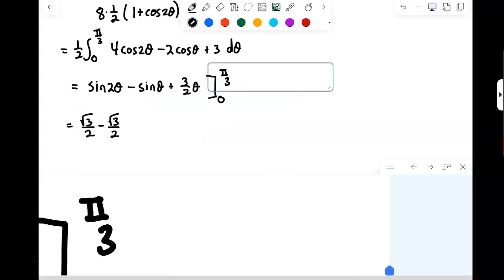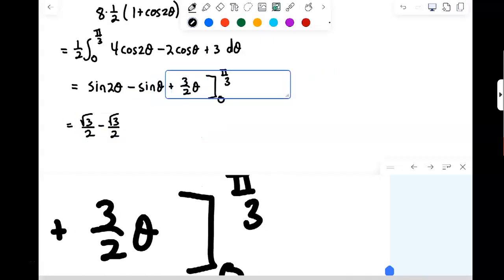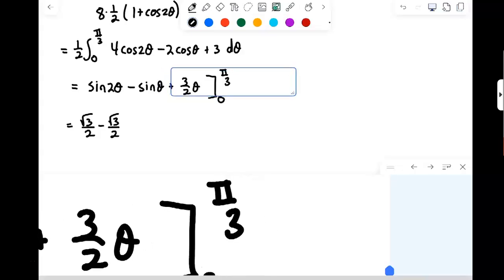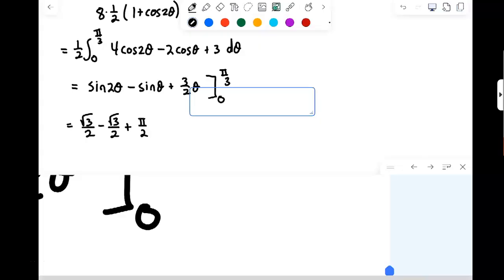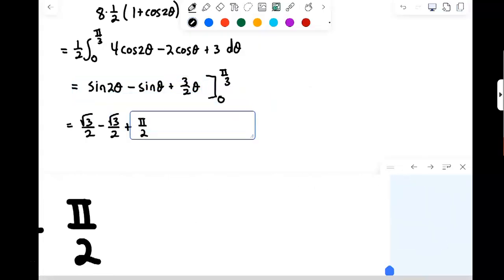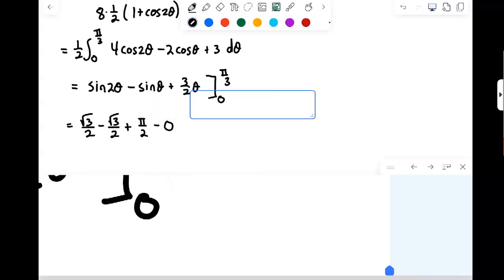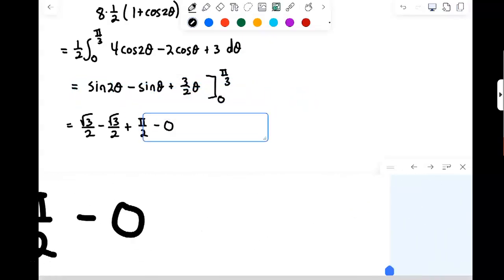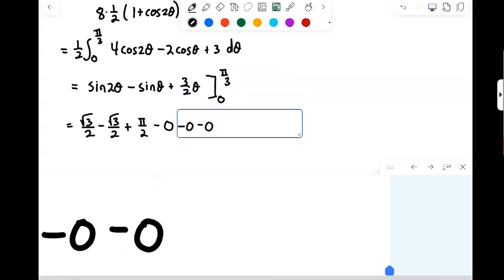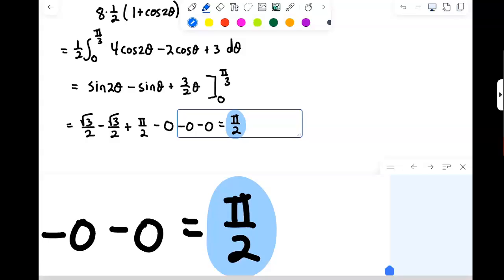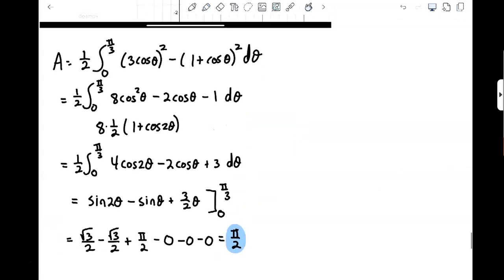Okay. And then we would plug pi over 3 in and take 3/2 of that. Notice the 3's will cancel, and we're just left with plus pi over 2. Okay. And then we work out the other values, plug 0 into it. Sine of twice 0 is 0. Sine of 0 is 0. 3/2 of 0 is 0. So in the end, that first region, that blue region that we had, has an area of pi over 2.